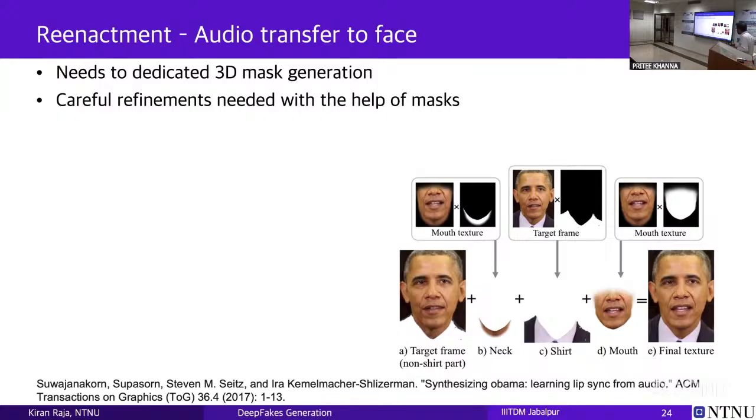As an example, if you have a mouth texture somewhere here, and then you're trying to put that one, you see that the way the target frame is stitched is not very good, right? Which makes it easy for detection. Now, the goal of this deepfake creation is to make sure that you have very good quality images, not the ones with the obvious artifact.